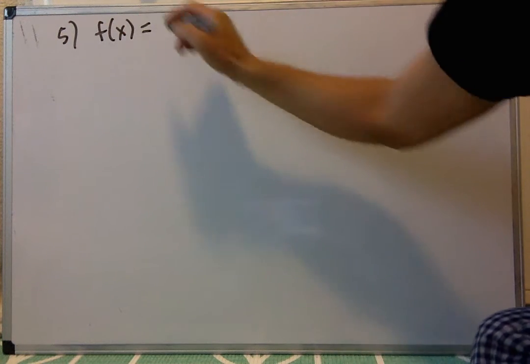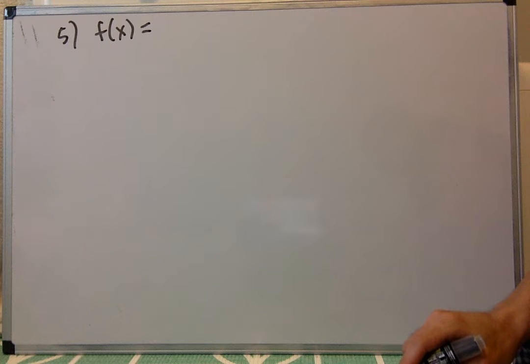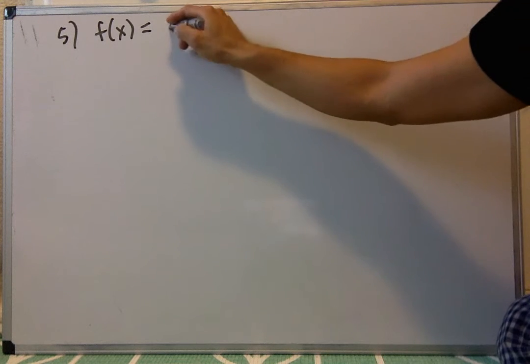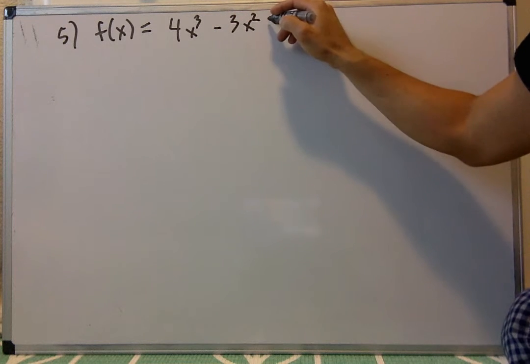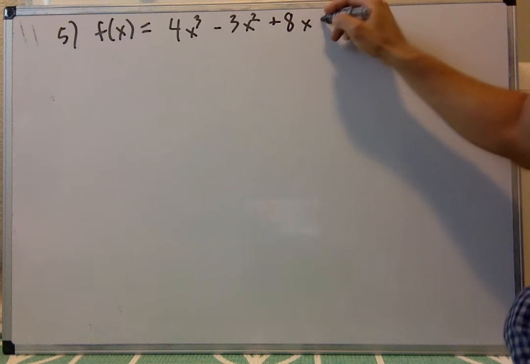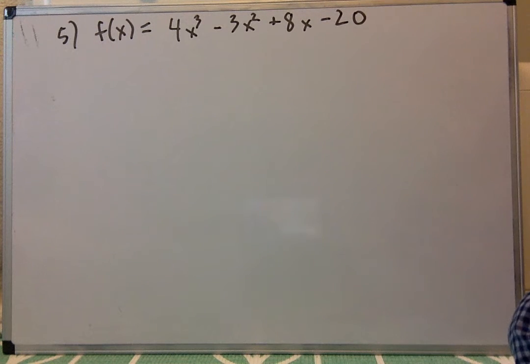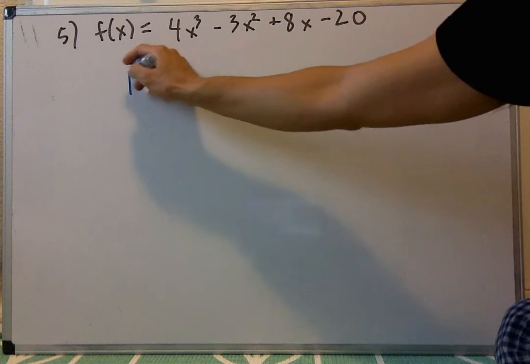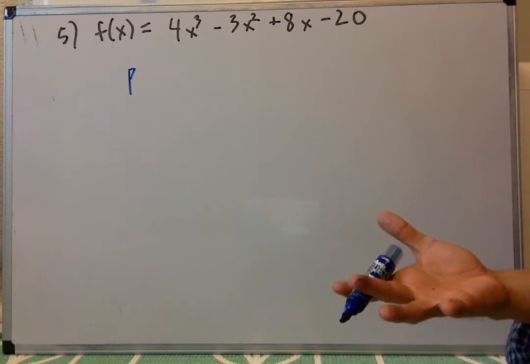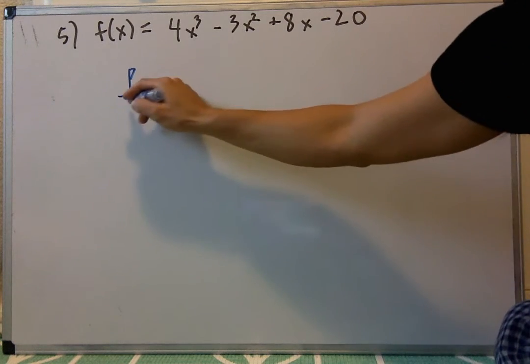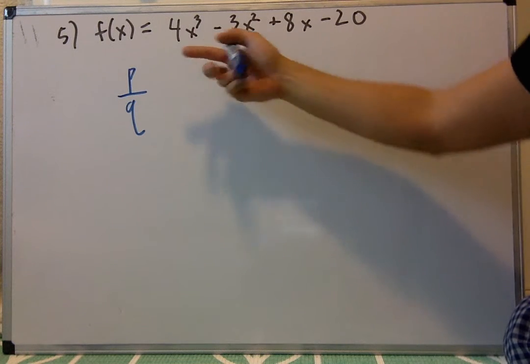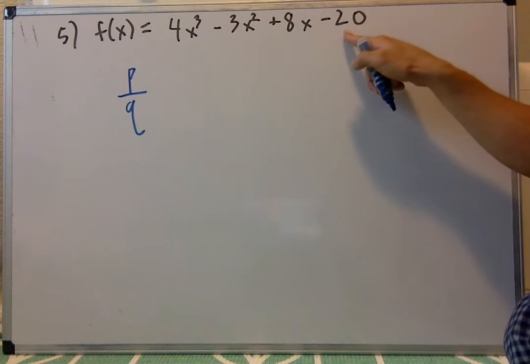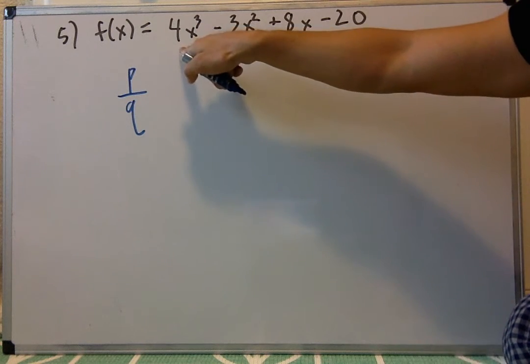f(x) is equal to 4x^3 - 3x^2 + 8x - 20. Okay, so again, we're looking for things p over q, where, and this always throws me off a little bit, my natural inclination is to think the first number comes first, but just remember it's kind of reversed. So p's are the things that divide the last number, q's are the things that divide the first number.